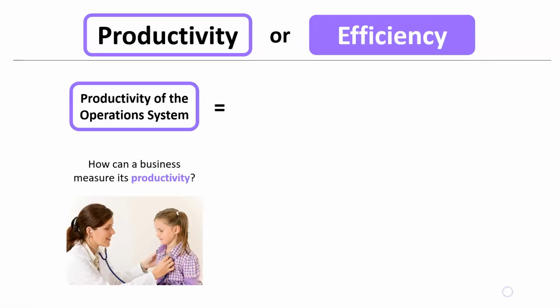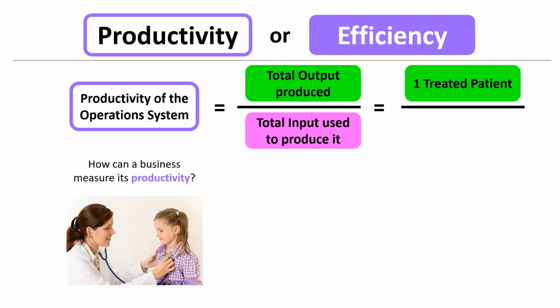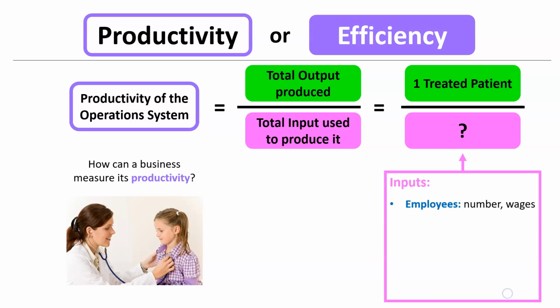What about with a service though, say going to the doctor? How does a business that treats people in a medical center measure productivity? So again, we just look at total output produced divided by total input, except for this time the output is a treated patient. What are the inputs going to be? Well, it's going to be the same sort of thing. We're going to look at how many patients can we treat per number of doctors and reception staff, etc. How many patients can we treat per hour, week, month, and year?